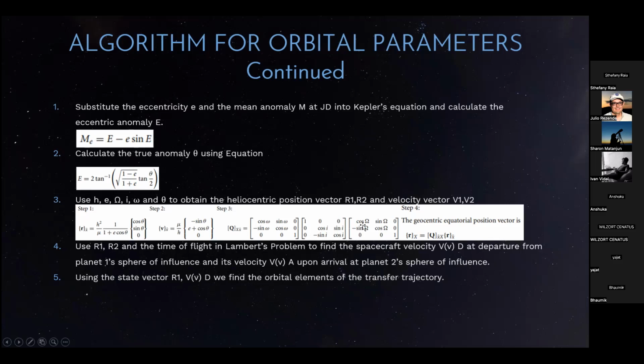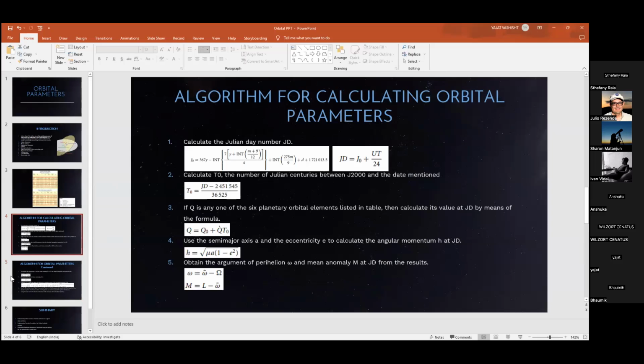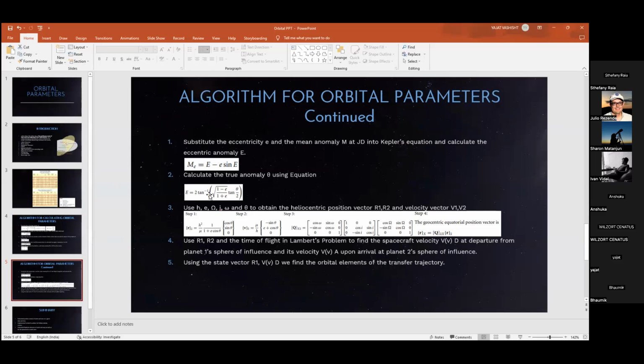So I have made a Python code in order to calculate all the steps. Here is the Python code for calculating the orbital elements. It is basically a 200-line code. I have already run it in order to save time. And here is the result.